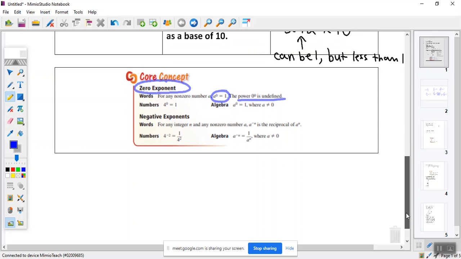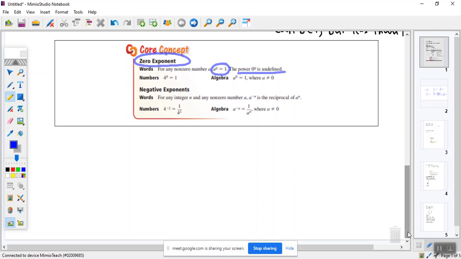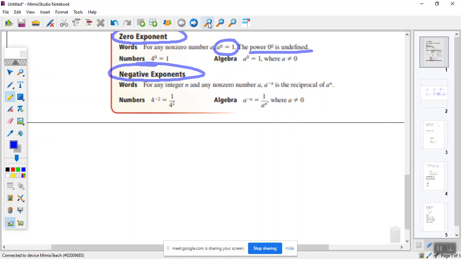There's another one down here. These core concepts are kind of big ideas. Make sure you refer to them if you're not sure. Negative exponents. It says for any integer, non-zero number a to the negative n is the what? What's the word I'm going to underline here? Reciprocal of a to the n. So as an example, 4 to the negative 2 power, they say, is the same as 1 over what, kids?